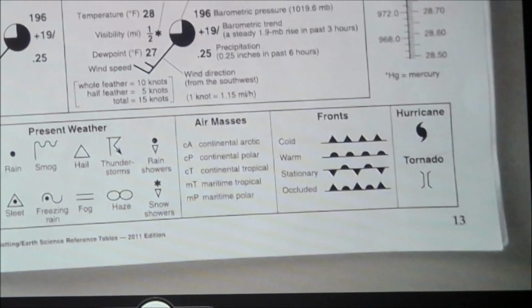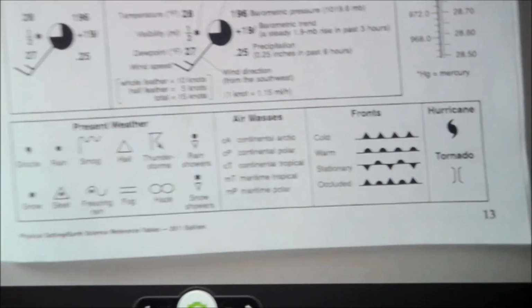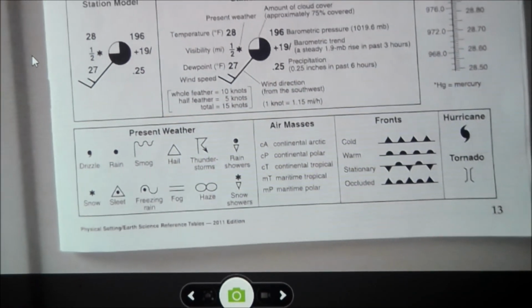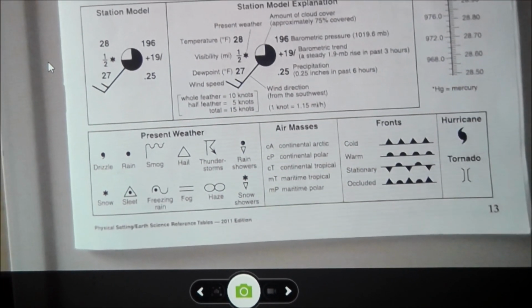All right, I'm going to give you station models. You're going to have to be able to create them. I'll give you a station model, you're going to have to fill one in with me, and then I'll give you a station model and you're going to have to extrapolate the information out of it.